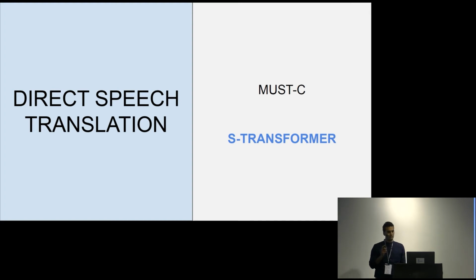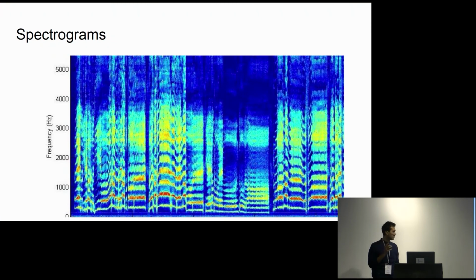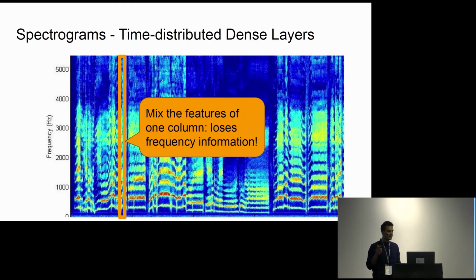Then the second line of work is the one for S-Transformer. To understand the reason, we need to talk about the input that we have. In machine translation, we start from words that are converted into embeddings. This is instead the input for speech translation, so these are not word embeddings. The difference is that here on the vertical dimension we have some frequency information.